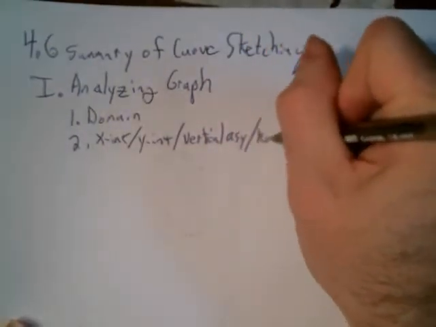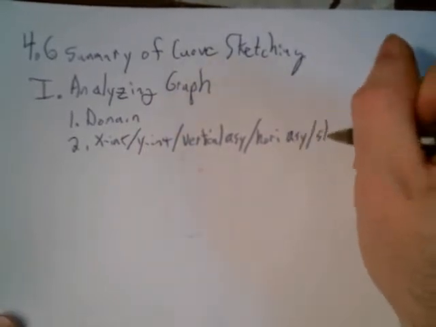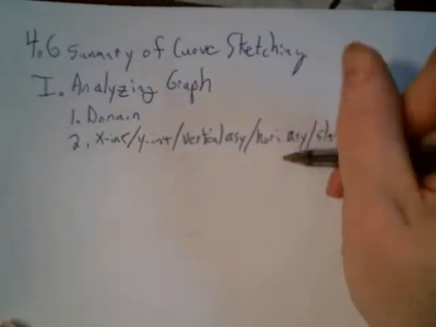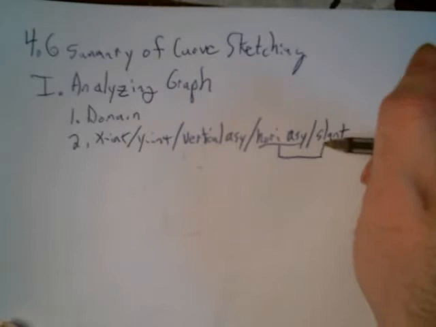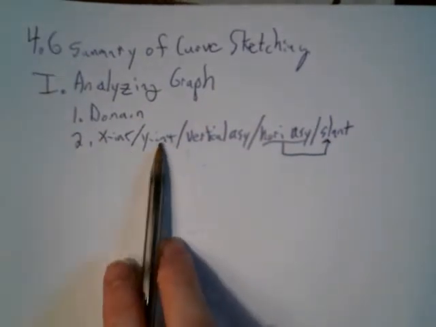the horizontal asymptotes, slant asymptotes. Okay, so if there are no horizontal asymptotes, generally speaking, there will be kind of a slant asymptote, which you'll find via long division. Okay. The x-intercept, you let y equal 0. The y-intercept, you let x equal 0.